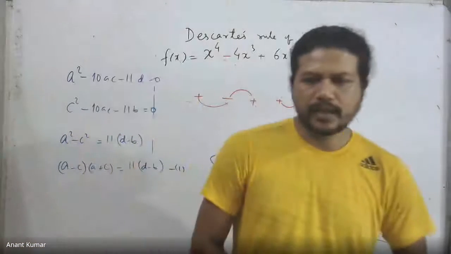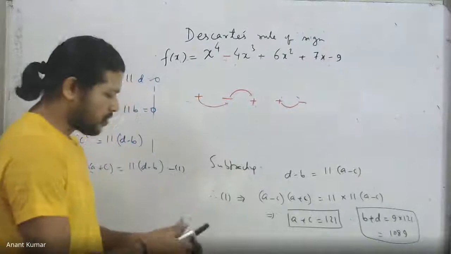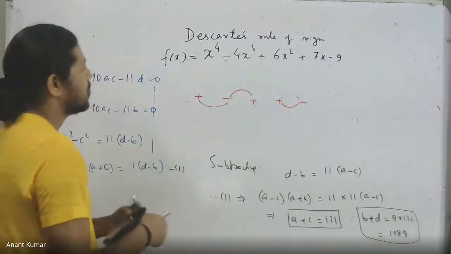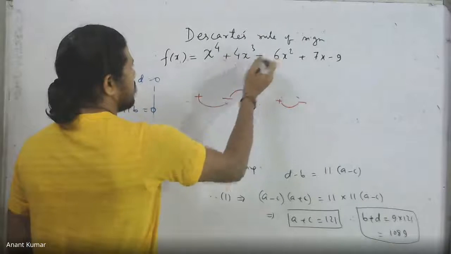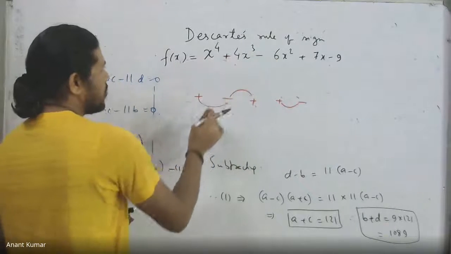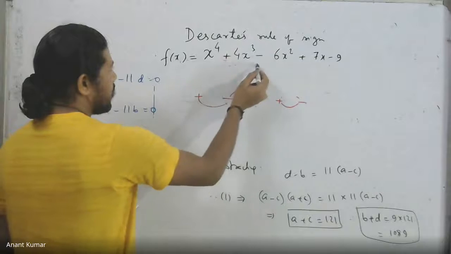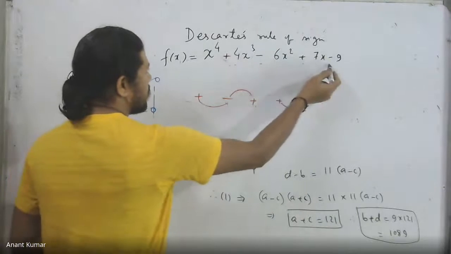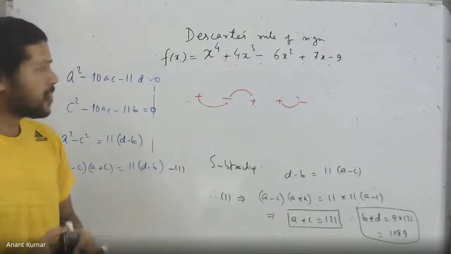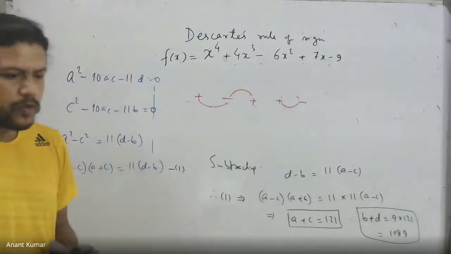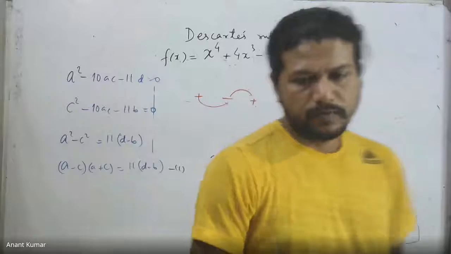It may happen that in the original equation the sign was plus and this was minus. So we find one sign change from here to here, one from there to there, and one from there to there. Three sign changes. So Descartes' rule says that there will be at most three positive roots.